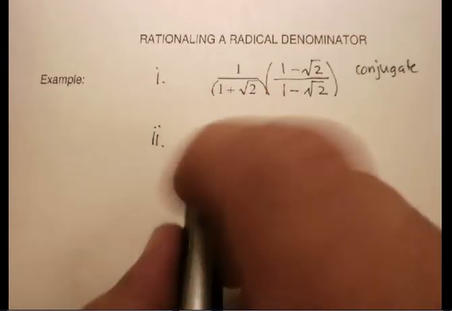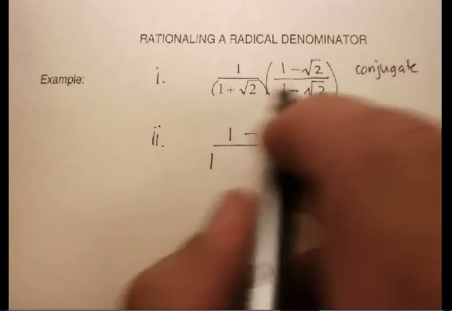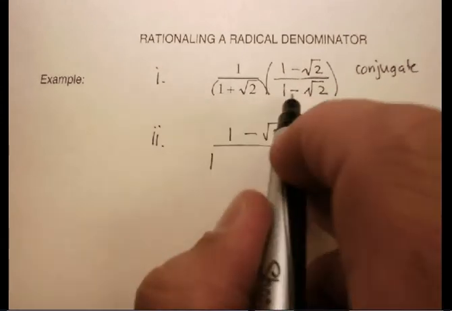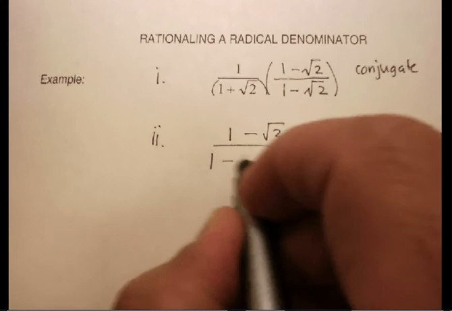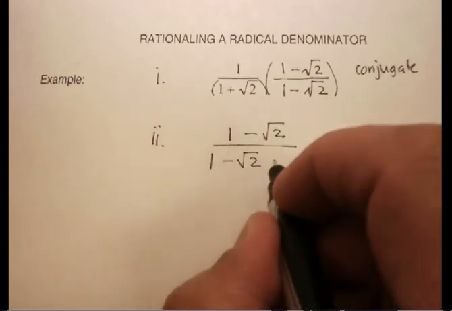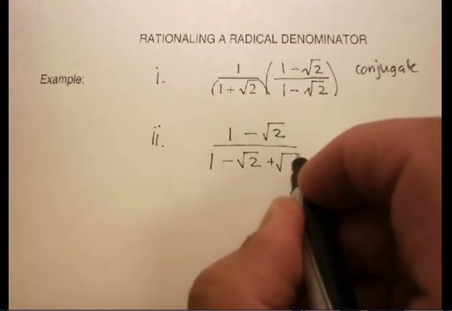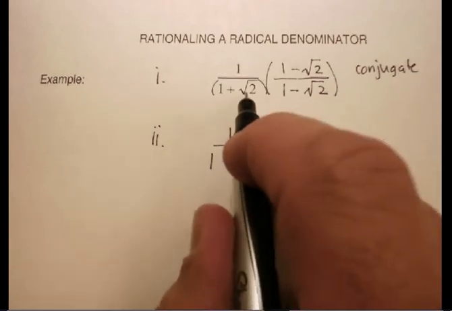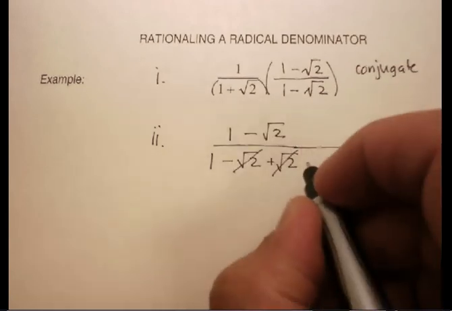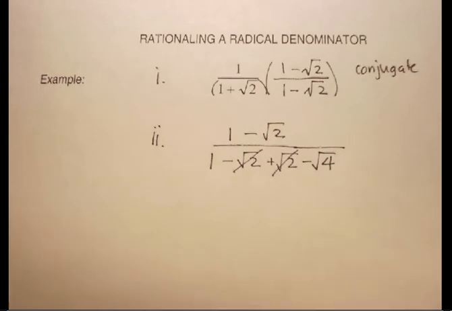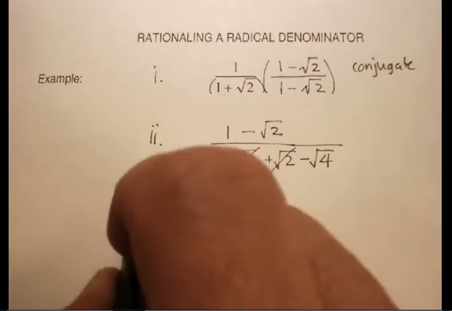1 times 1 is 1. 1 times a negative radical 2 is minus radical 2. The inside terms are going to be plus radical 2, and you'll notice that those will cancel. Then radical 2 times a negative radical 2 is a minus radical 4, or just 2, and we'll take care of that in the next step.